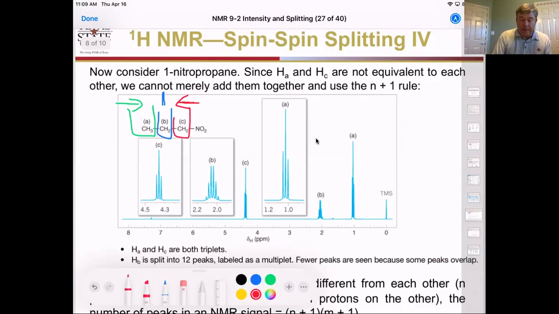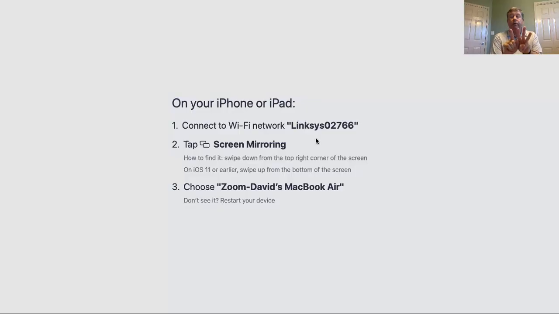All right, now let's look at the next one here. The next one here in the middle, let's call those the B hydrogens, okay? So we have 2 hydrogens there, but they count as 1 peak because they're equivalent. We have 3 hydrogens on the A carbon, so that's going to give us a total of 4.